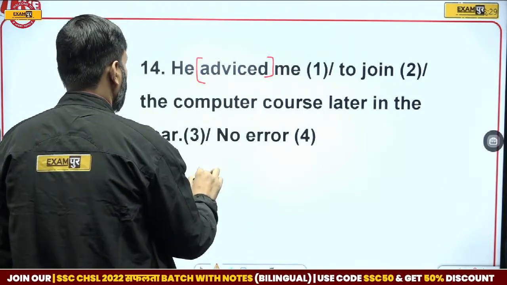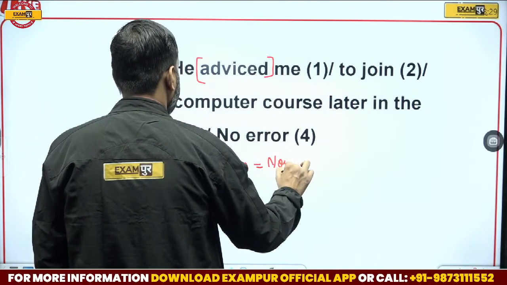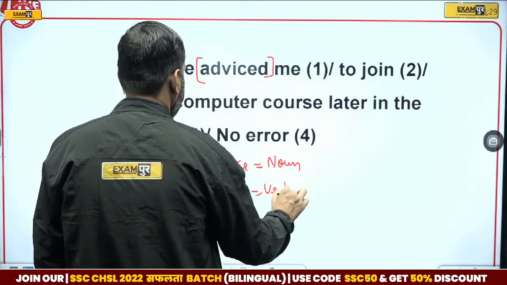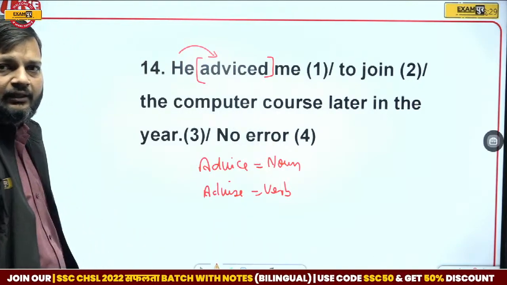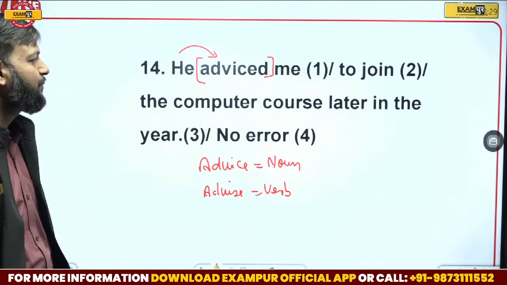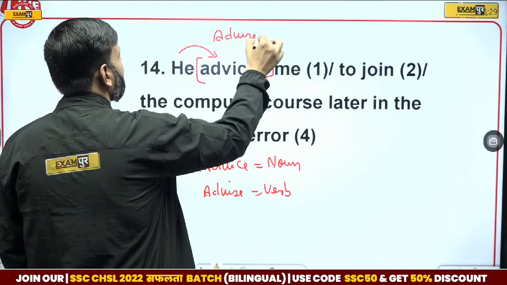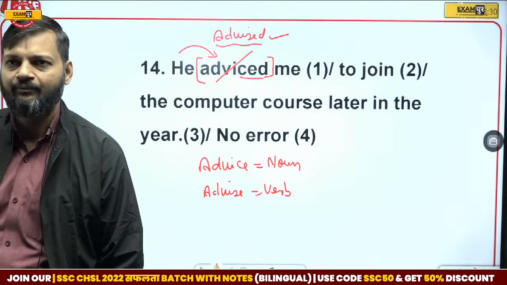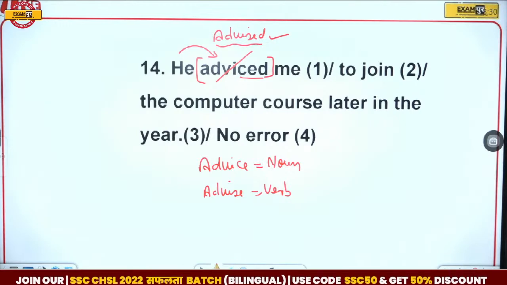We all know that ADVICE, advice, is a noun, and ADVISE, advise, is a verb. So here, a noun is not required. A verb is required, but its spelling is wrong. Here, CE means noun. So advised should be there. So advice is wrong. Advised should be there. Clear?